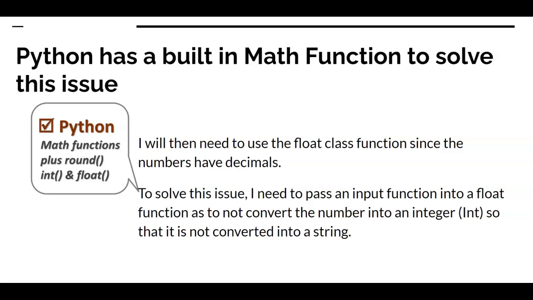Lucky for us, Python has a built-in math function to solve this issue. Python math functions include a round, an integer, as well as a float. I will then need to use the float class function since the numbers have decimals. To solve this issue, I also need to pass an input function into a float function so as not to convert the number into an integer, an int, or into a string.